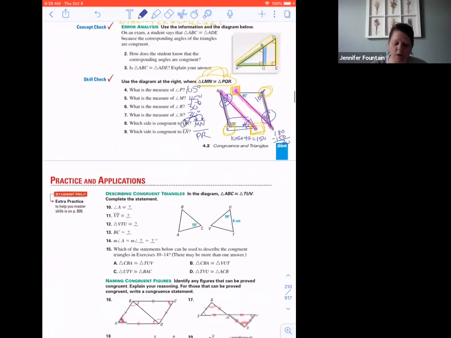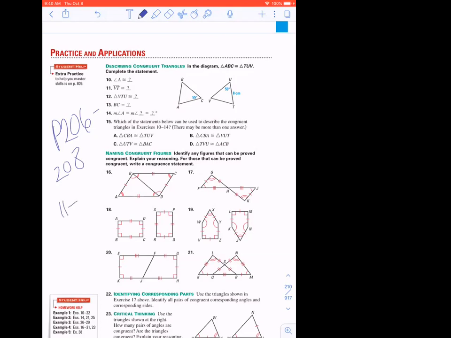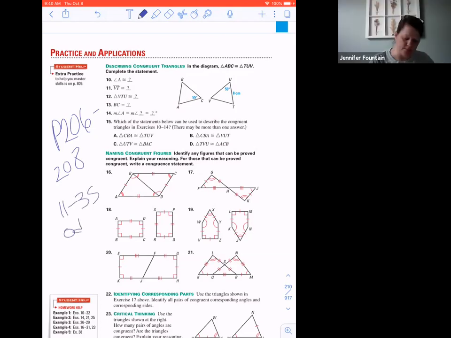All right, so starting with our practice and applications, let's go ahead and take a look at what our homework will be. We will be dealing with page 206 to page 208. Okay. And we will do numbers 11 through 35 odds. Pages 206 to 208, 11 through 35 odds.